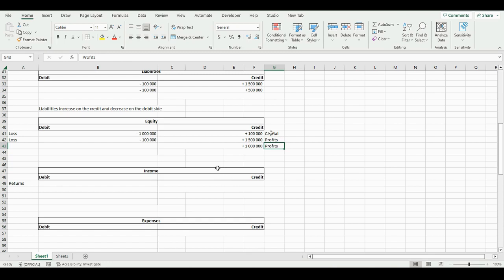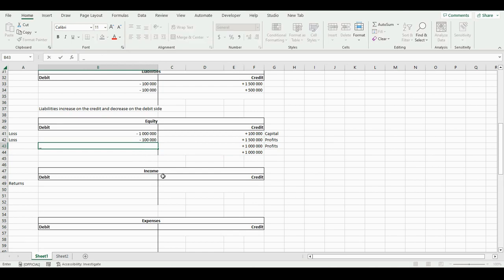Sometimes the owners withdraw money from the company. So let's say I started off the company with 100,000. I made an additional 1.5 million, and now I feel like the company is making good profits. Sometimes the owners do withdraw money. We call it drawings. Let's say it decides to withdraw 400,000, so your equity is going to lose 400,000. It's going to come in here.